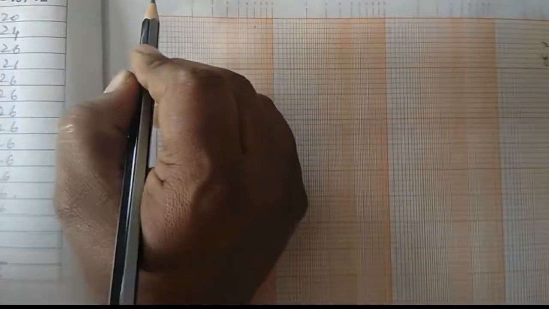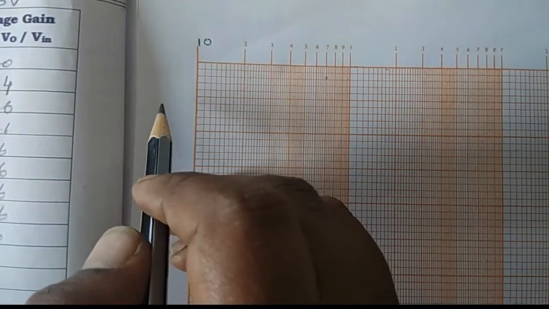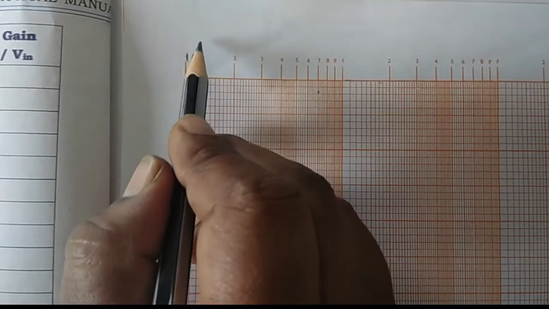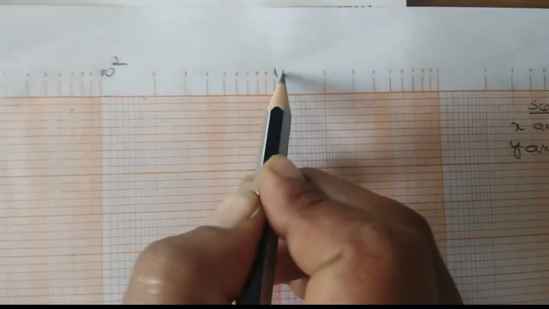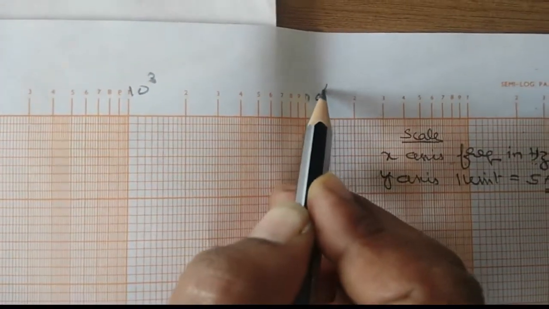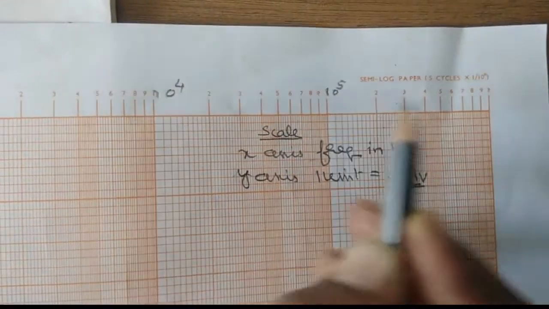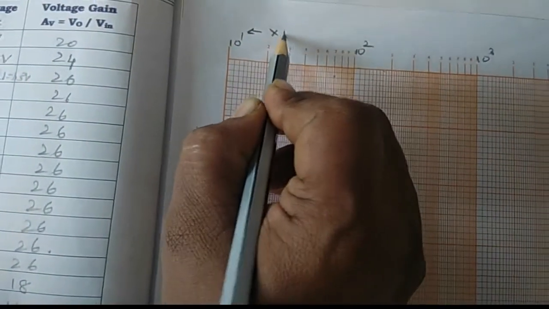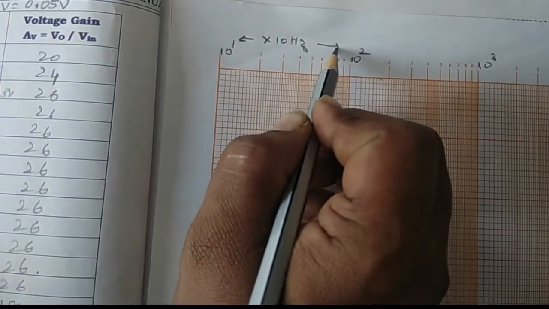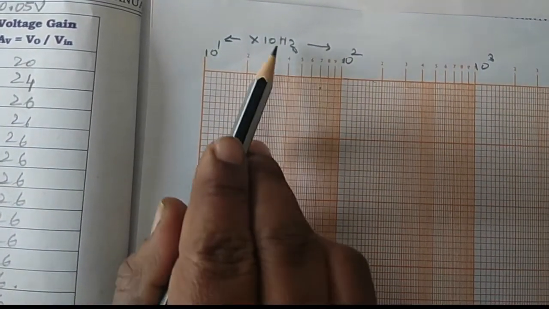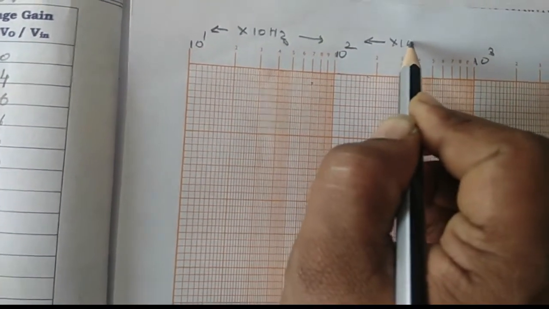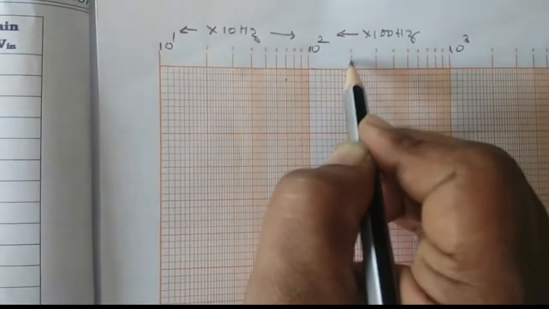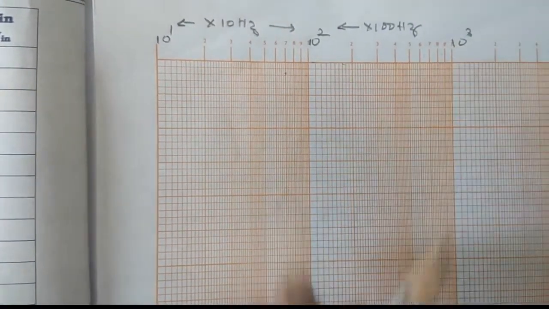How do we plot it? Wherever 1 is there, I can write it as 10 power. What I can do here is take 10 power 1, 10 power 2, 10 power 3, 10 power 4, 10 power 5, 10 power 6. This whole block will vary in steps of 10 hertz: 20, 30, 40, 60, 90, 100. Whereas this whole block will vary in steps of 100: 200, 300, 700, 800 like this.